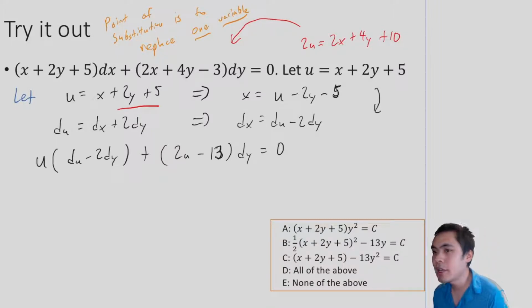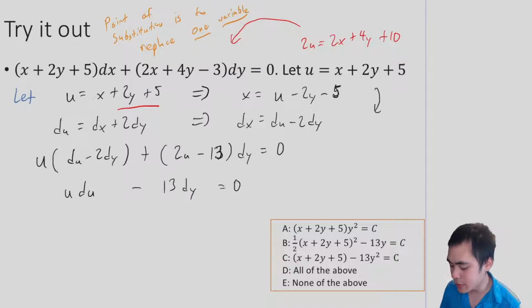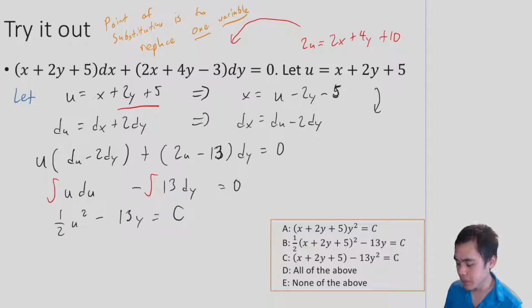So, okay, we're getting a couple of answers. People are saying B in chat. Yes, this is correct. It is B. So let me finish solving it for those of you who are still having a little bit of trouble. When you plug this in and rearrange it, you end up getting u du minus 13 dy is equal to 0, because the 2u dy's cancel out. Then you take the integral of both pieces, and you end up with 1/2 u squared minus 13y is equal to some constant. And so you end up with 1/2 (x plus 2y plus 5) squared minus 13y is equal to c.